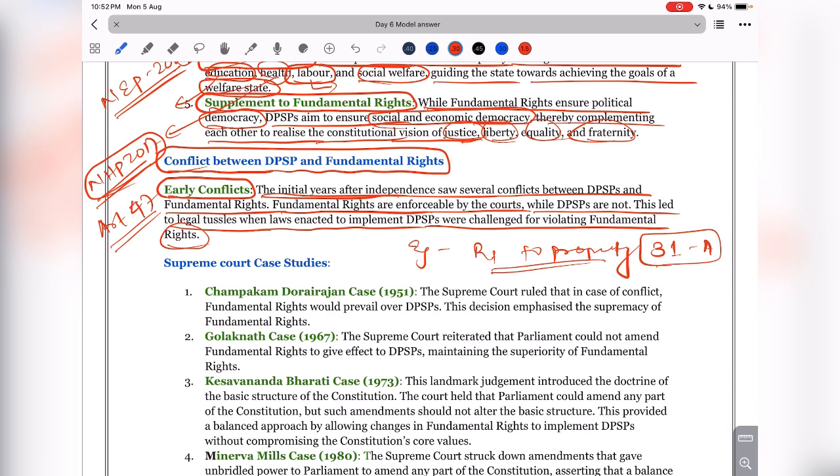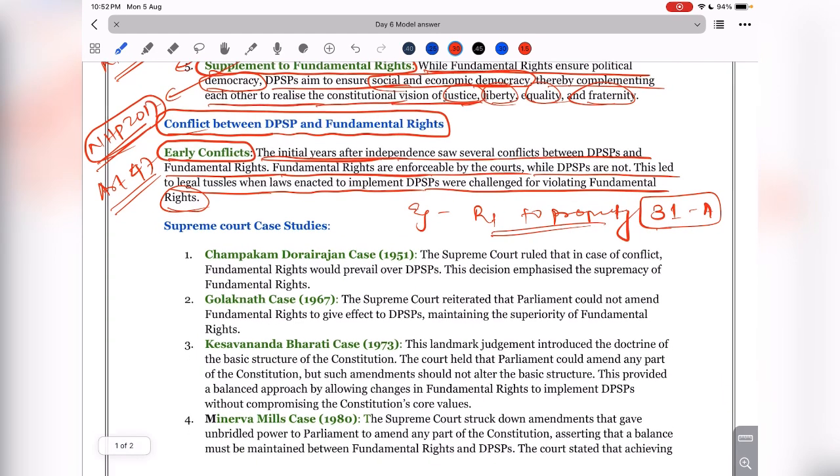because after independence some people have huge amount of land because of zamindari system, but this land are protected under their fundamental right. But on the other hand, DPSP talked about reducing inequality. So it is the responsibility of the state to take some excess land from the individual and distribute to the masses. So because of that, there is a conflict between fundamental right and DPSP. Okay, that led to the different cases in the Supreme Court.